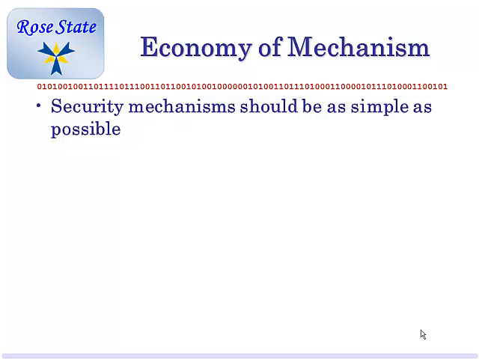Economy of mechanism. The security mechanisms should be as simple as possible. The correct answer is not as cheap as possible. So many people tell me, oh yeah, economy of mechanism, that's to search the economy for the cheapest security mechanisms possible. No, it has nothing to do with price. I mean, it should be as simple as possible.